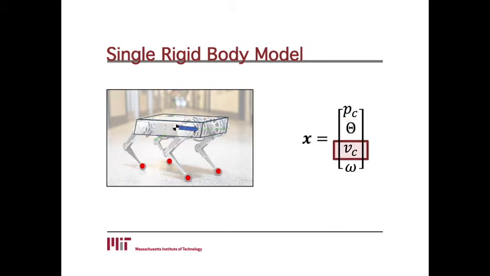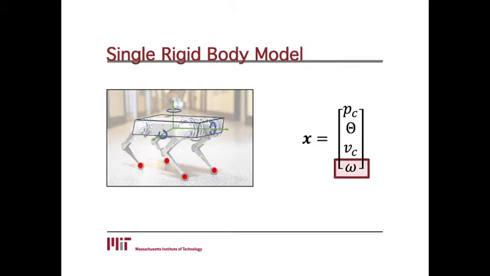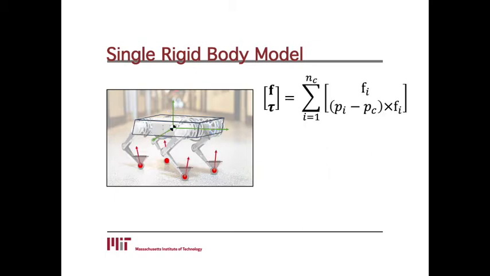The linear velocity of the center of mass, and the angular velocity of the robot's body. The ground reaction forces at each of the robot's feet create a net wrench on the robot's center of mass that is used to control its momentum. The control input to our trajectory optimization, therefore, is the set of ground reaction forces at each foot, as well as the positions of the feet.